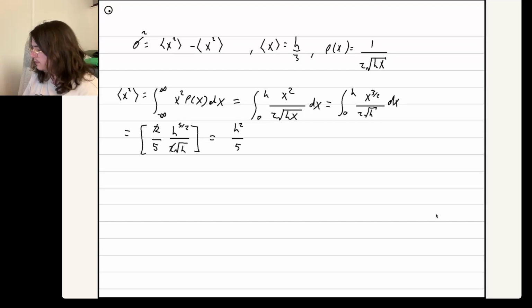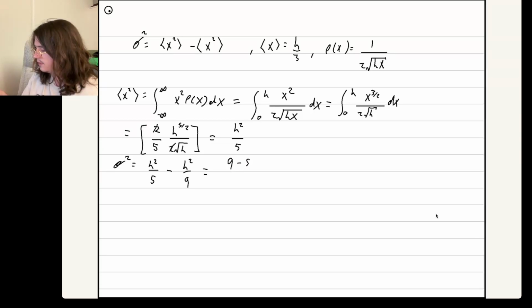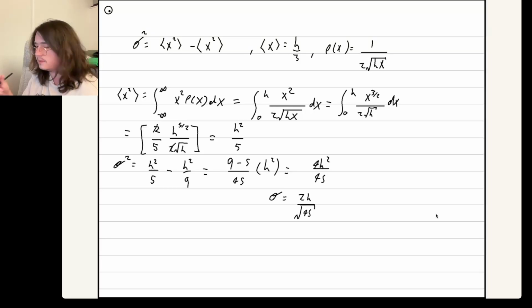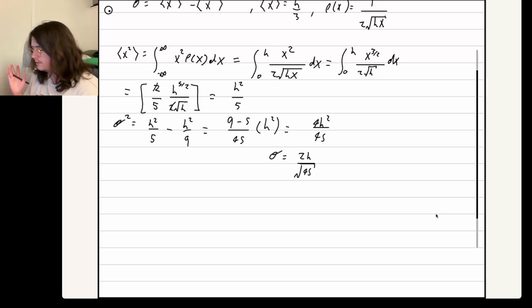Okay. Then you just plug it into this standard deviation formula. So the expectation value of x squared is h squared over 5, and then this is going to be minus h squared over 9. So it's 9 minus 5 over 45 times h squared, which is 4h squared over 45. So the standard deviation is the square root of that, so it's 2h over the square root of 45. I just had to pick the least square rootable number. Okay, that's part 1 done.